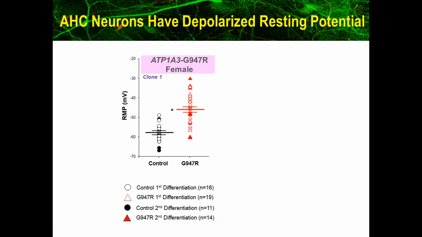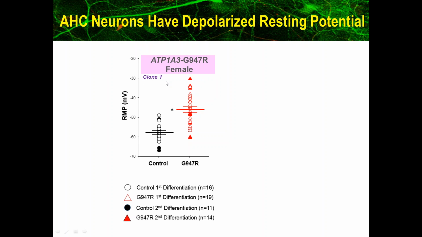Again, we look very extensively at resting membrane potential, which is really an essential property of nerves, allowing them to function properly. Knowing that there was impaired sodium potassium ATPase activity, which is really required to charge the membrane electrically, we thought that the resting membrane potential, or RMP in this case, as illustrated on this slide, would be more negative in control healthy neurons than in the AHC-derived neurons. And in fact, that's what we saw.